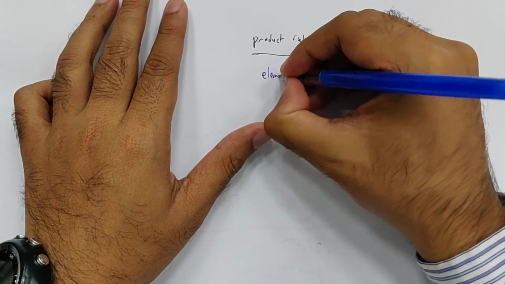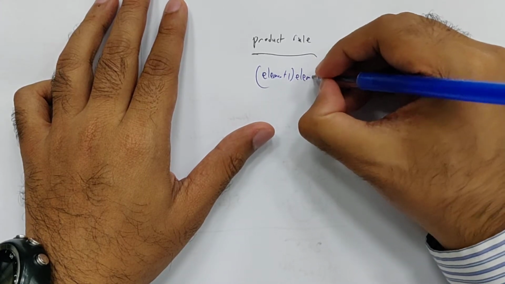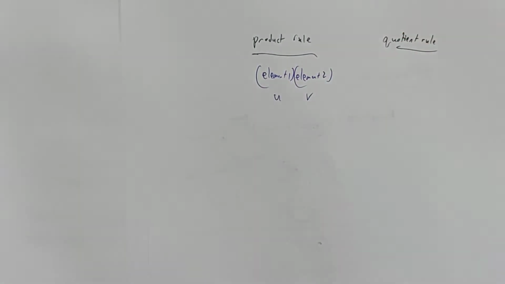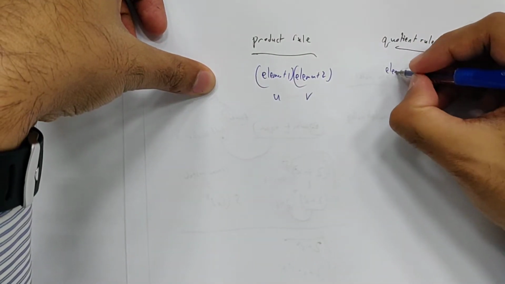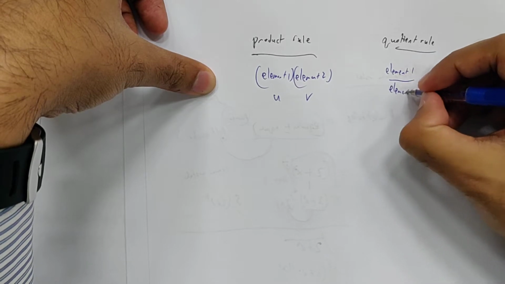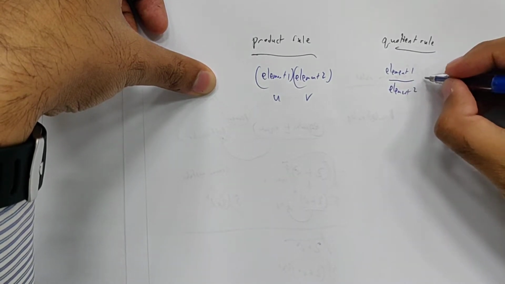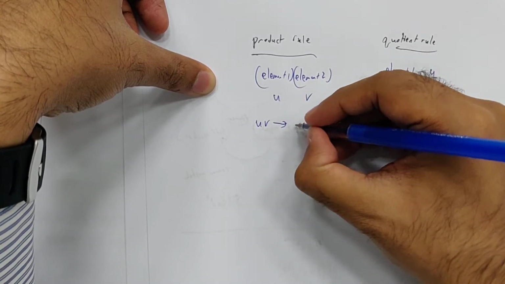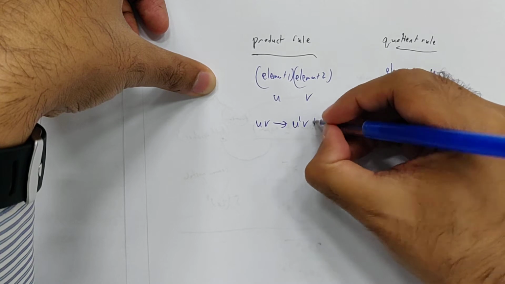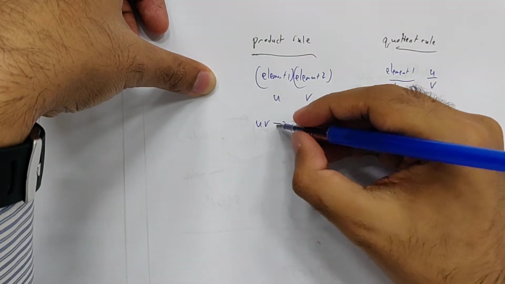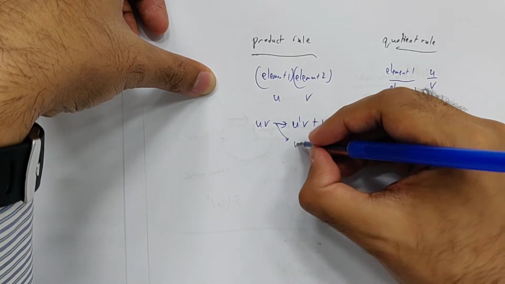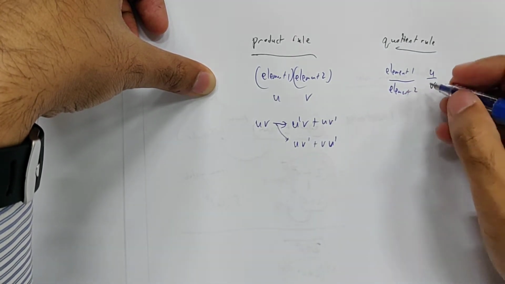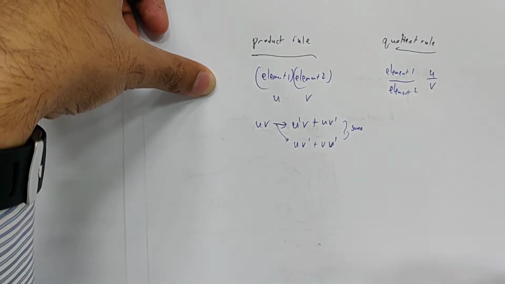I can say element 1 multiplied with element 2. Or in other words, the usual sense that you've seen is u, v. Quotient rule will be element 1 over element 2. So it becomes u over v. Okay, so the product rule: uv becomes u prime v plus u v prime. Or if you want to memorize another way, some people memorize it as u v prime plus v u prime. Same thing. It's just a matter of preference, which one you like more.